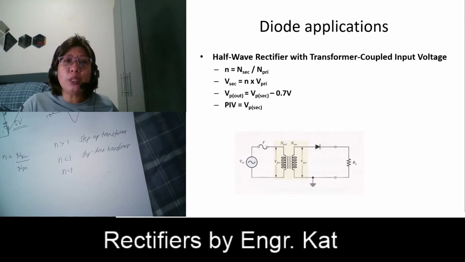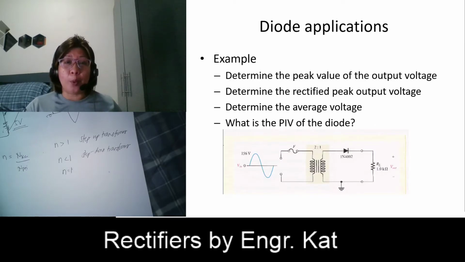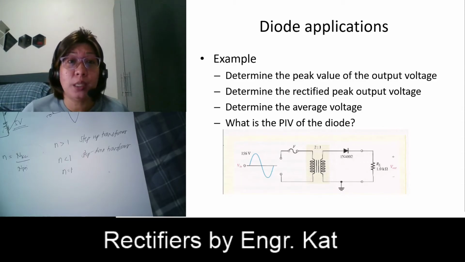So whatever your secondary voltage here will be the one which will be rectified by your half-wave rectifier circuit. Okay? So if we have here an example, first, determine the peak value of the output voltage. Having this one, determine the rectified peak output voltage, determine the average voltage, and what is the PIV of the diode. So in this case, we are given here the peak value. So the peak value is 156 volts. So therefore, we have here a positive 156 and a negative 156.